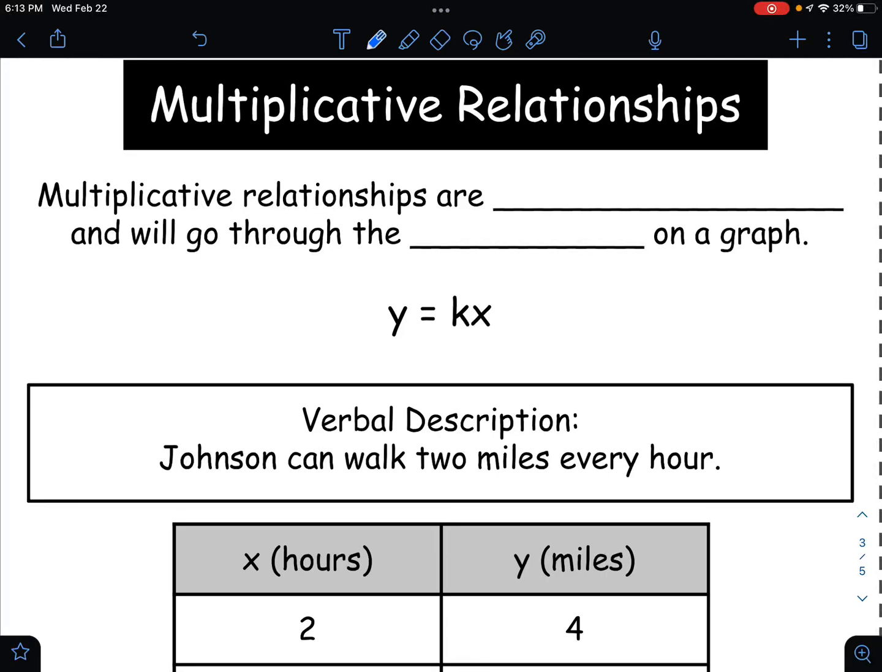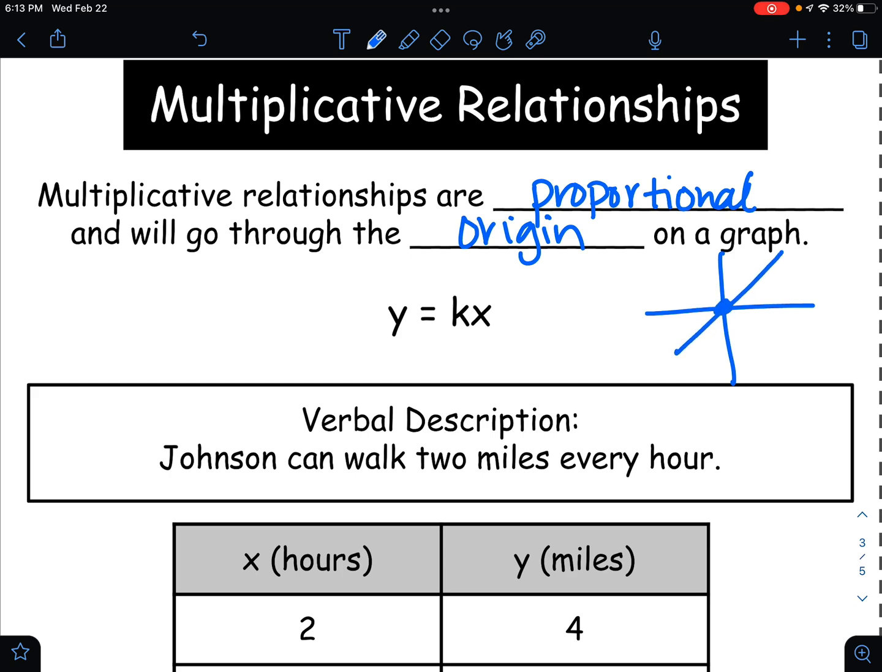Multiplicative relationships are proportional, and they will always go through the origin on a graph. So remember, here's the origin. There's your horizontal number line with your vertical number line, and it will always go through the origin, which is where they intersect, right? So it's always going to be represented by this equation, y equals kx.